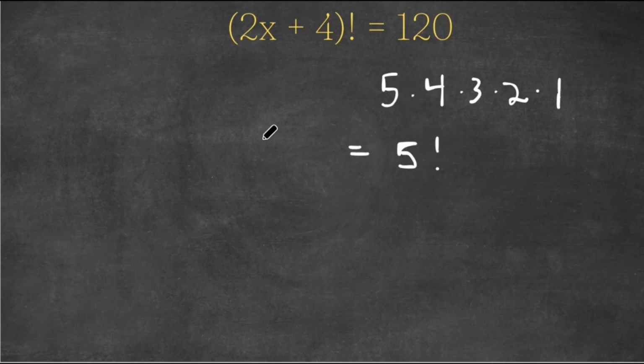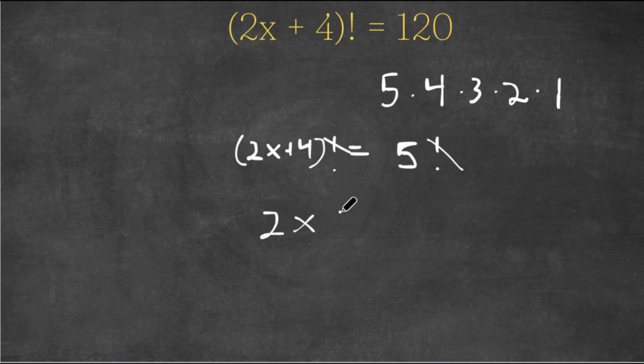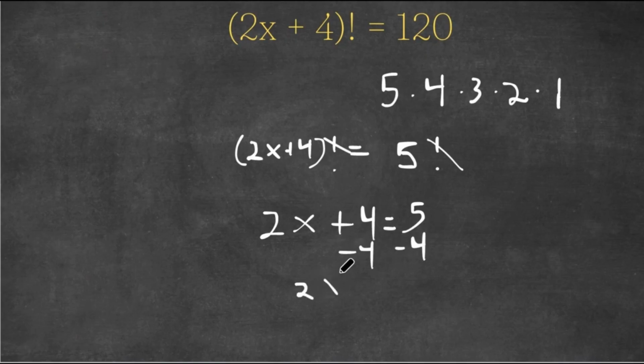So now we have (2x plus 4) factorial is equal to 5 factorial. And we can simply just cancel out these factorials. So now we are left with 2x plus 4 is equal to 5. Now if I subtract 4 on both sides, I get 2x is equal to 1, meaning x is equal to 1/2.